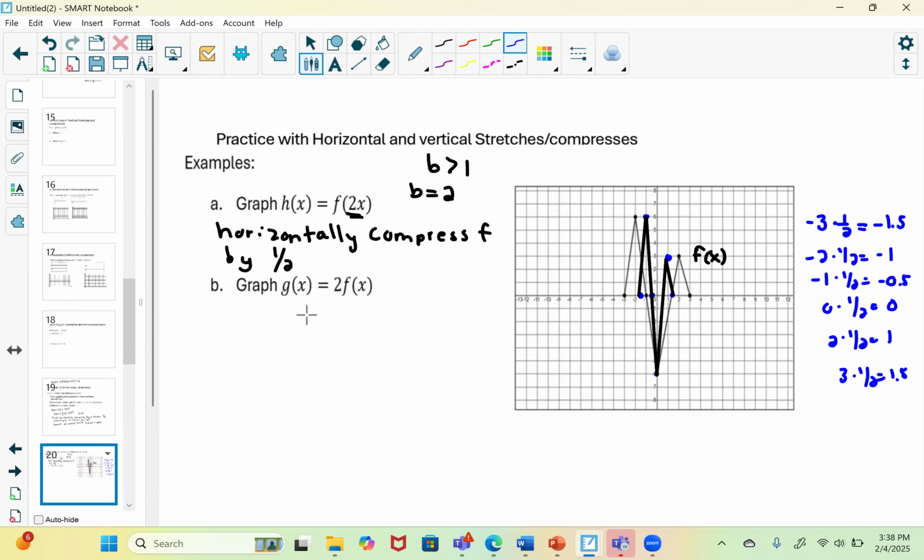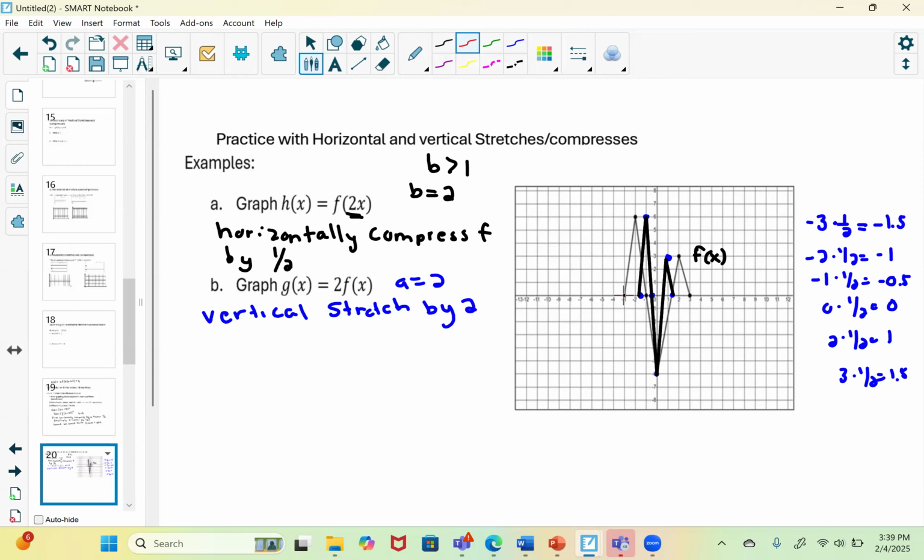Okay, so let's look at a vertical one. Now we have g of x equals 2 times f of x. This is a vertical stretch, and our a is 2. So it's a vertical stretch by 2, which means I'm going to multiply all the y values by 2.